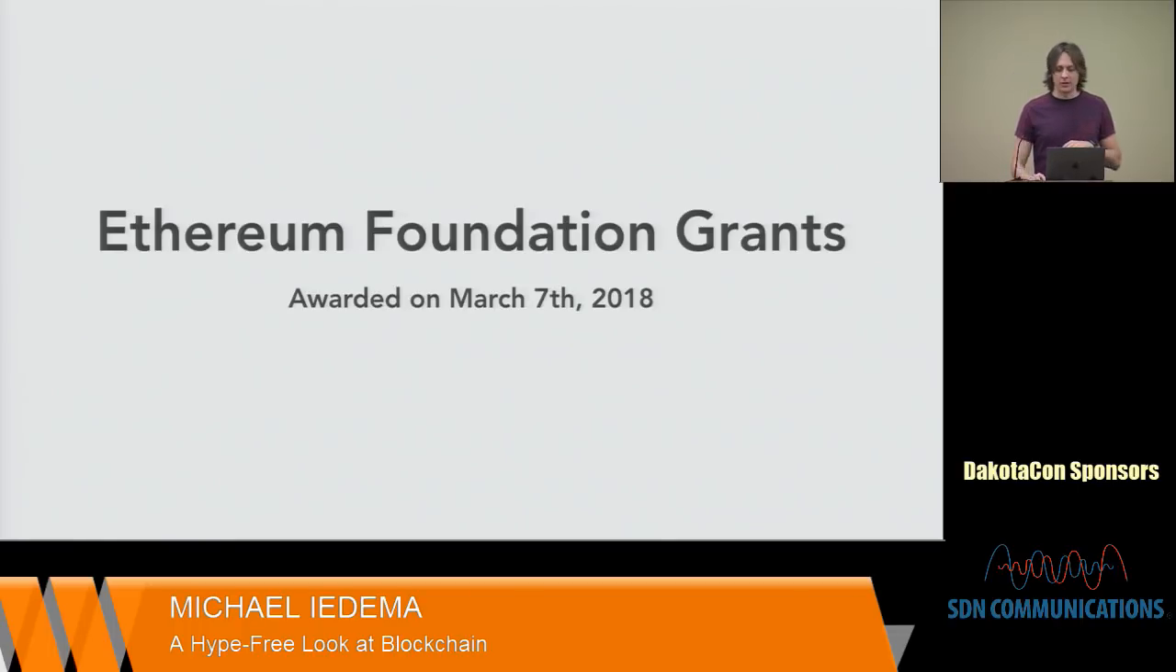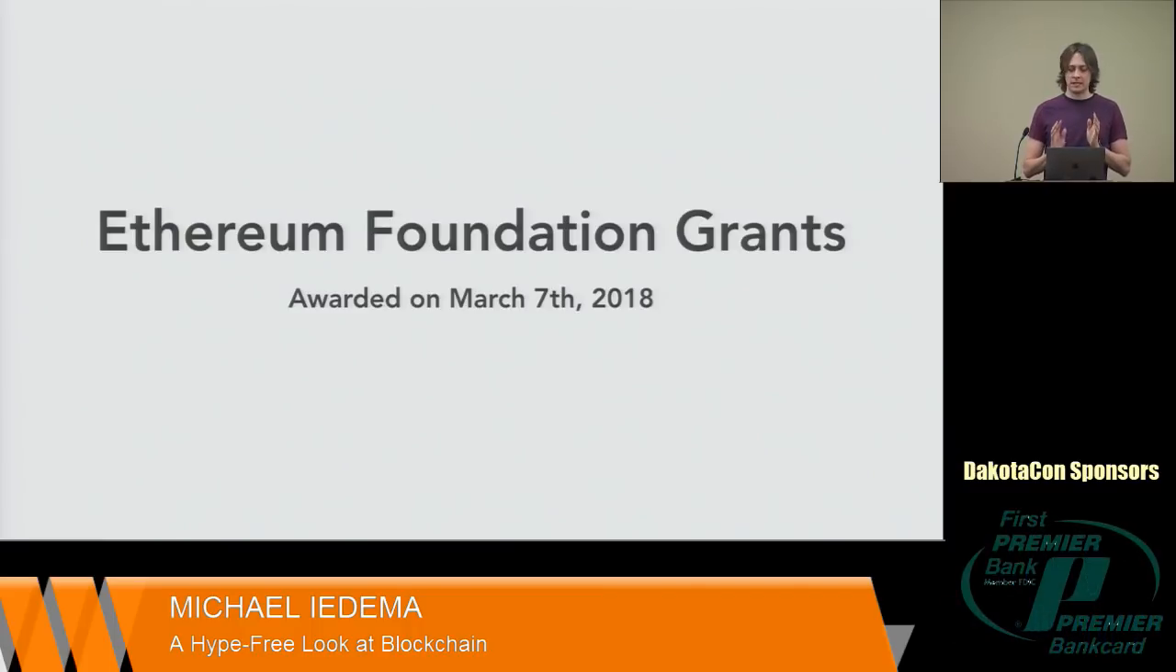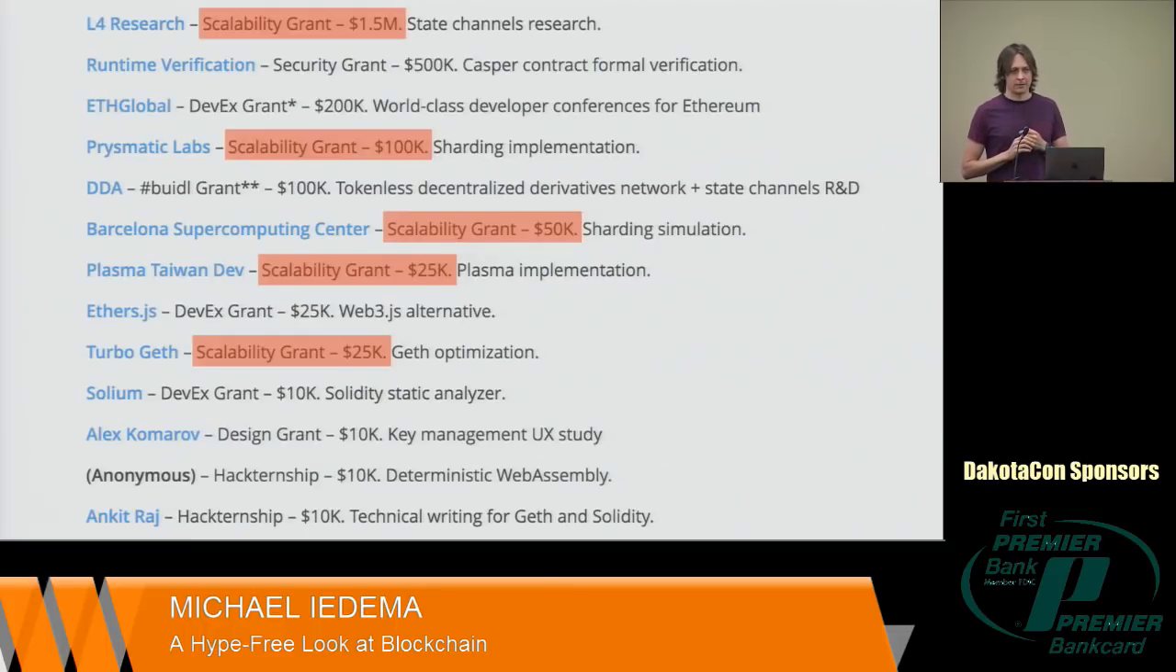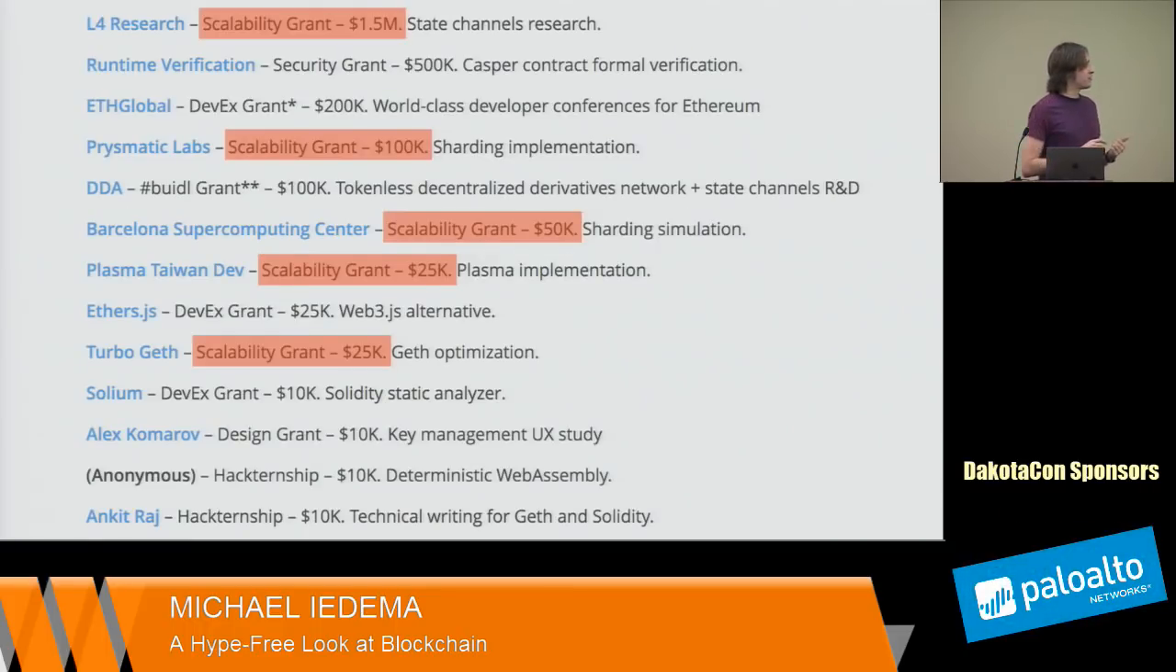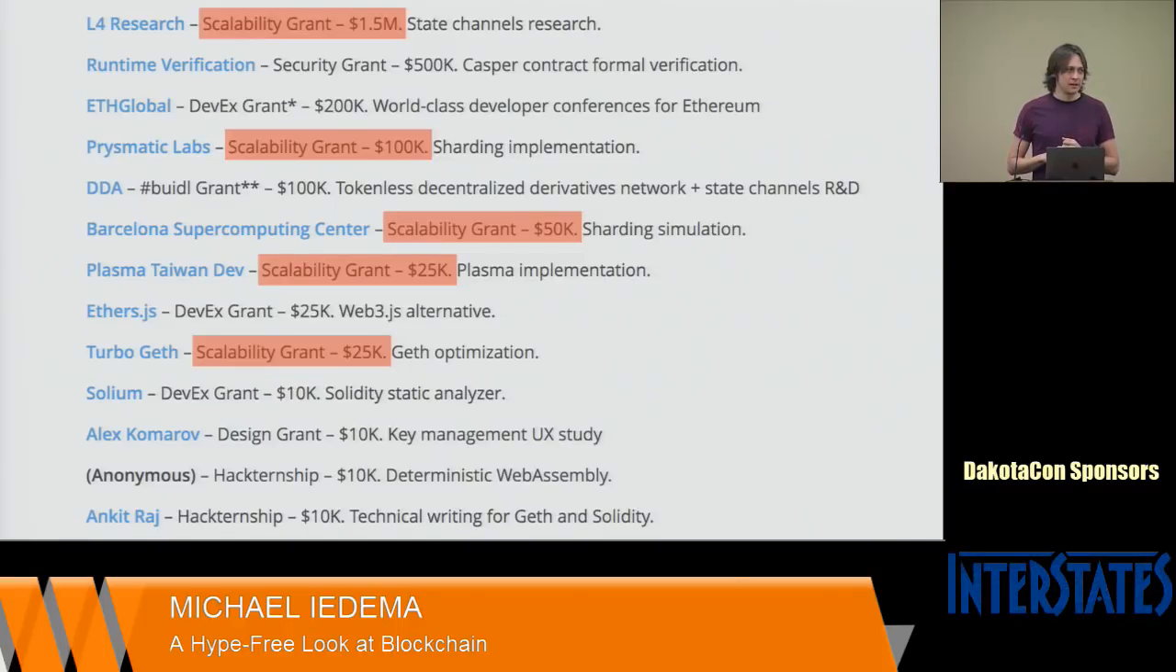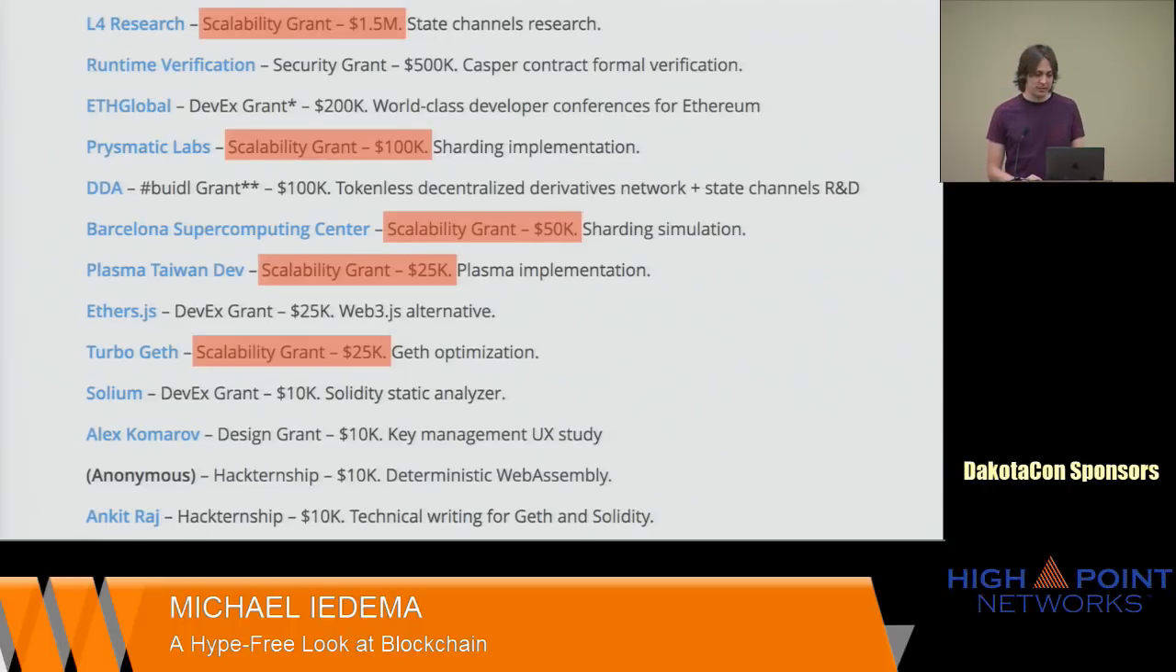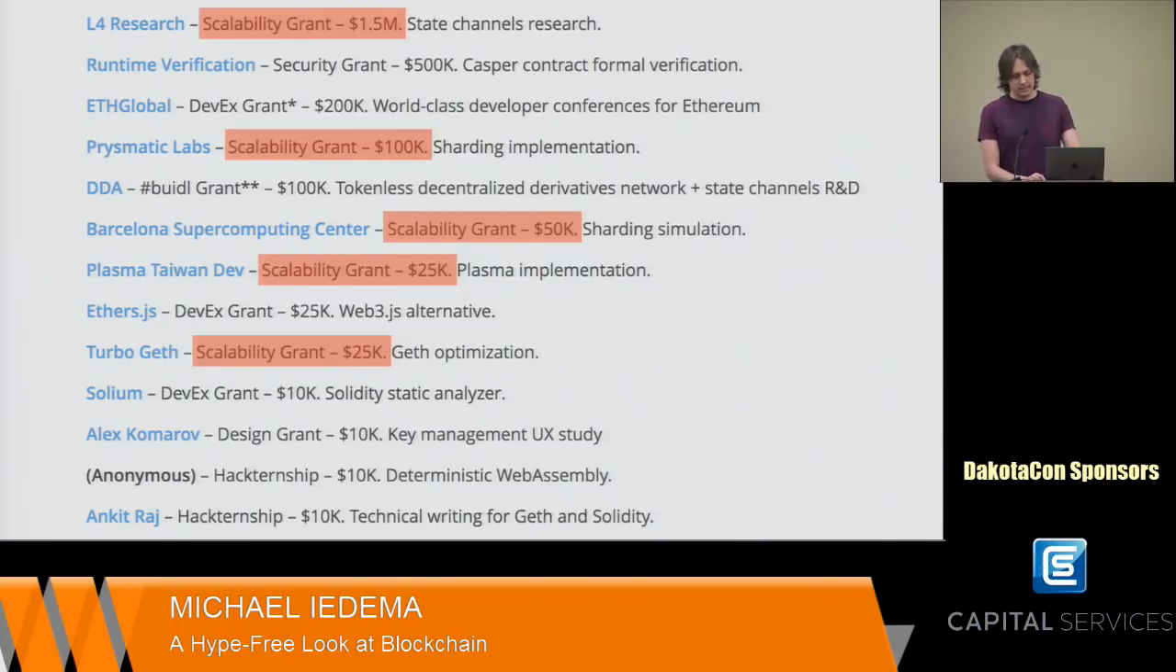So Ethereum Foundation grants, just to show that scalability is a big deal. These were awarded on the 7th. And look what the top money went to. $1.5 million for scalability, another 100,000 for scalability, another 50,000 for scalability, another 25 and 25. So the majority of the money in these research grants went for scalability, with the top prize, I mean, $1.5 million, compared to the next one. It's 3 times over the next one. So lots of money being put into scalability research.